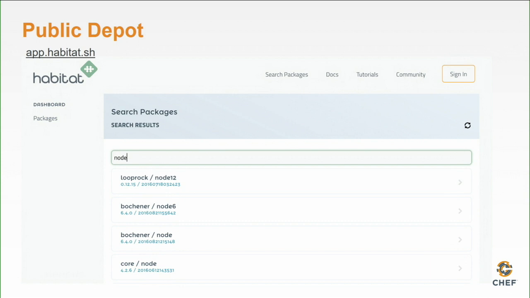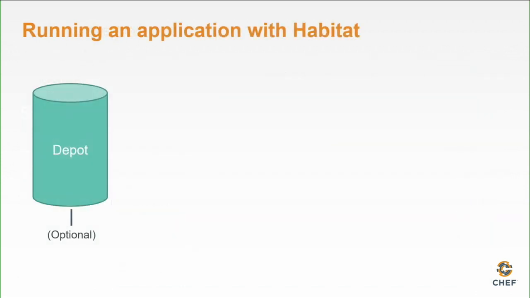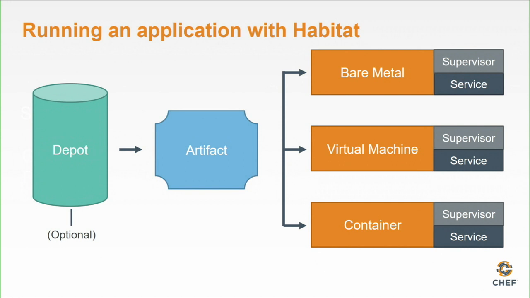So this is how you package an application with Habitat. Now let's go through how you would run that application with Habitat. And this is where we call the Habitat Supervisor to actually run that package. So if you have your application artifact on the depot, you can find it on that depot, then pull that artifact from the depot and pull it onto wherever you want to run it. It will run the same on bare metal, virtual machines, and containers.